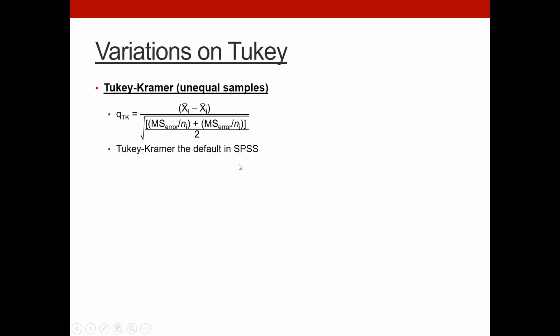Tukey-Kramer is the default in SPSS, right? Your classic Tukey test assumes equal people across samples, or an equal number of people in each cell. That's obviously not the case in a lot of our research. Tukey-Kramer corrects for unequal samples. And so if you see a Tukey HSD in SPSS, what you're actually getting is Tukey-Kramer, because it's adjusting for unequal samples. If you have equal samples, it just defaults to your standard Tukey, so no harm, no foul there. But know that if you just request a Tukey's HSD, this is what you're getting.